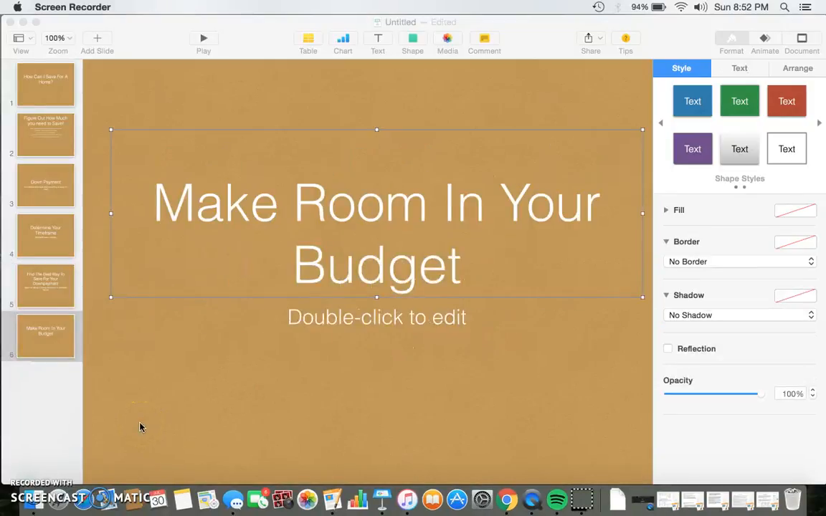So the next step, the last step I would say, is make room in your budget. Since you're going to be saving thousands of dollars per year, you have to clear up some room in your budget to make sure that your saving goal is doable. That means you may have to earn additional income or cut back on expenses, or you might have to do both.